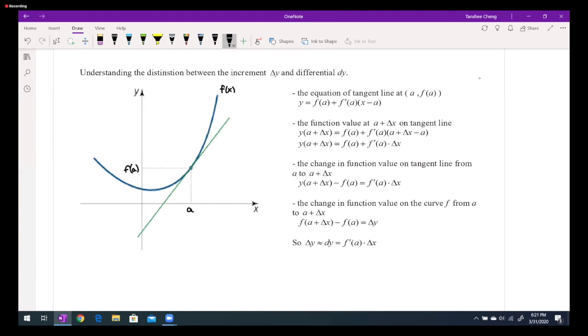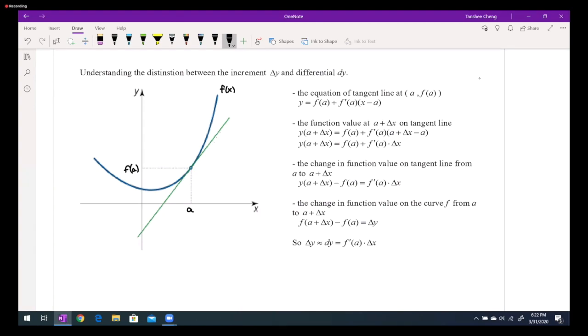So therefore we will have an equation of the tangent line at a. The equation of the tangent line is basically y equals f of a plus f prime of a times x minus a. That's the equation of the tangent line right here. And now, what we want to find out is this, and this is the part that I mentioned earlier, how the approximation is working.